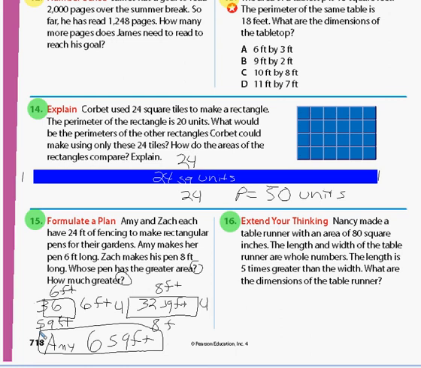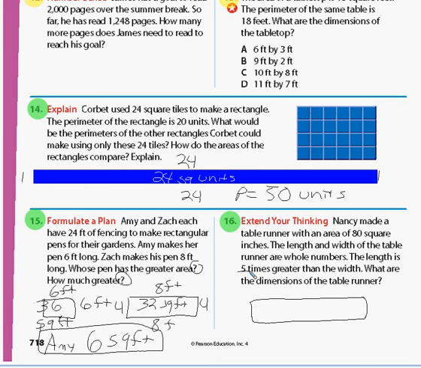Problem 16. Nancy made a table runner with an area of 80 square inches. The length and the width of the table runner are whole numbers. The length is 5 times greater than the width. What are the dimensions of the runner? Now that's kind of a little bit of a puzzle we need to solve. Usually table runners are a little bit longer and skinny, and we can tell it's going to be longer and skinny because it's going to be 5 times longer than the width.